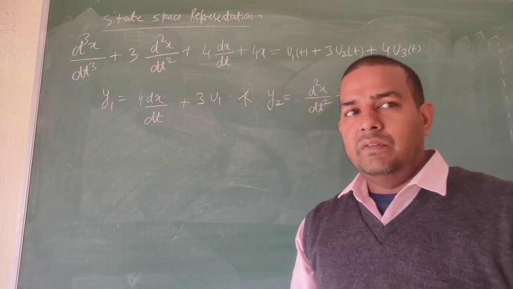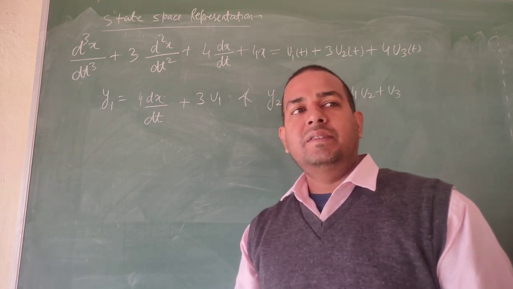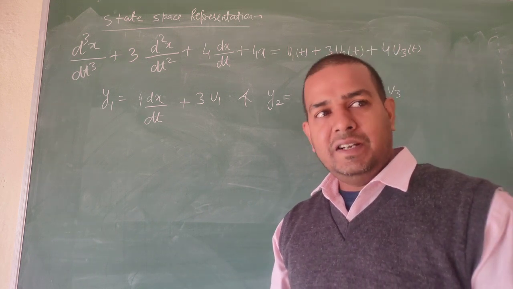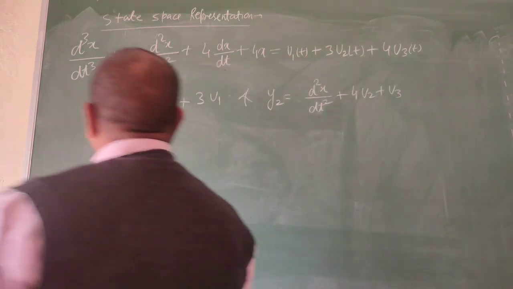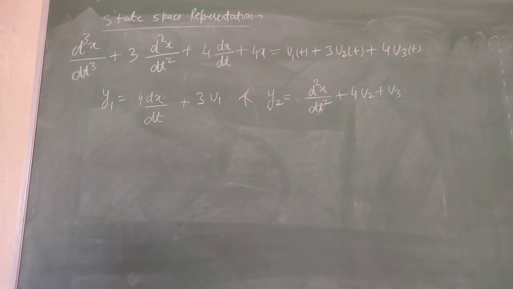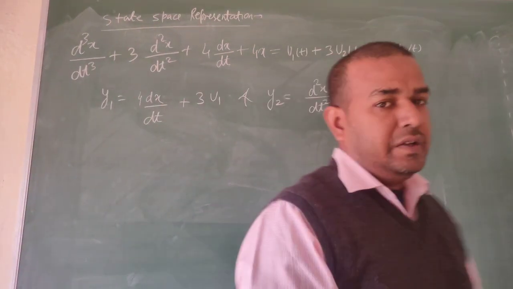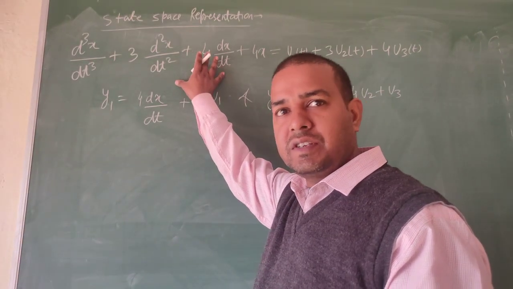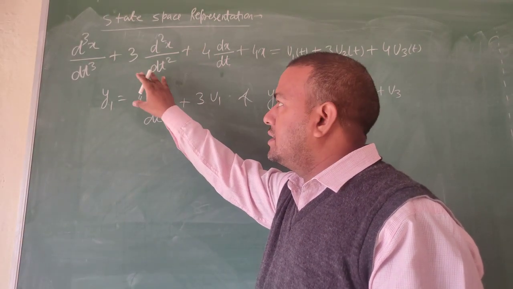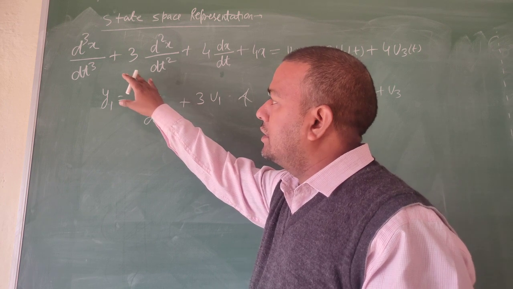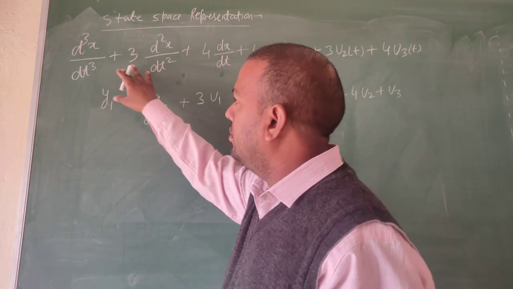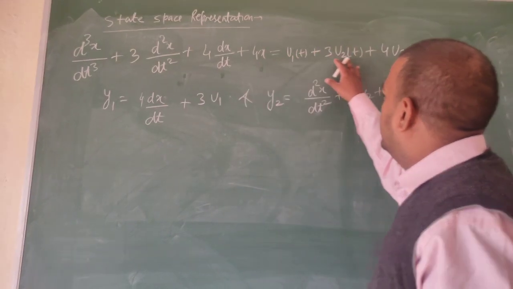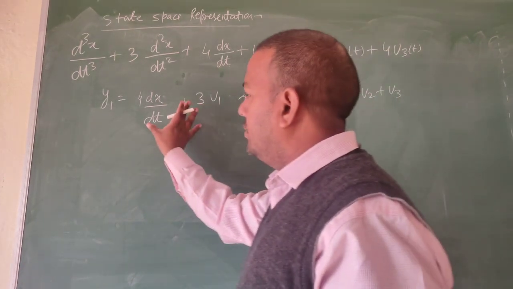In today's lecture we will see how a system represented in differential equation form can be represented in state space form. For understanding that topic, I am considering an example in which the system is represented in terms of a differential equation. The system is given as d cube x by dt cube plus 3 d square x by dt square plus 4x equals the input signals, and correspondingly the output equation is given.